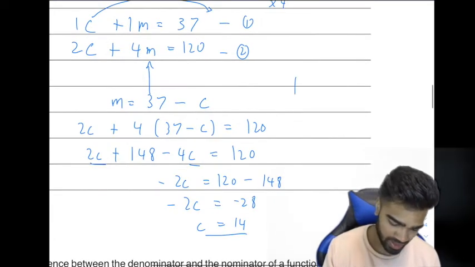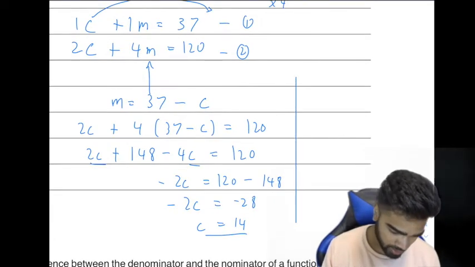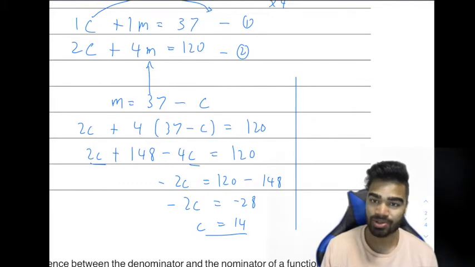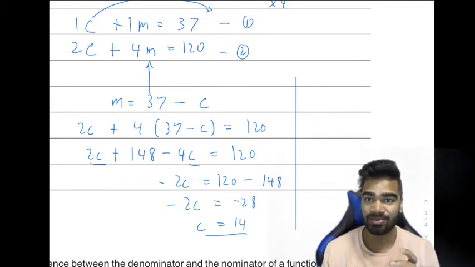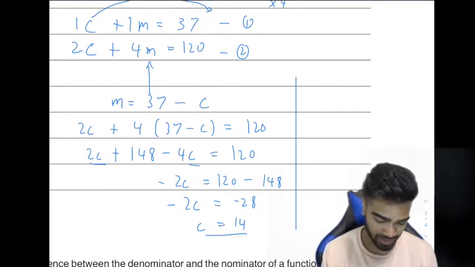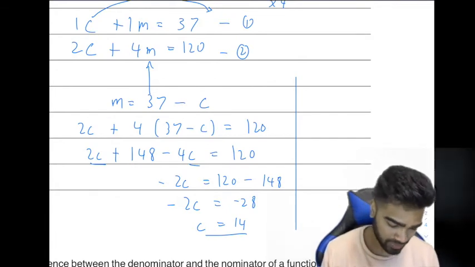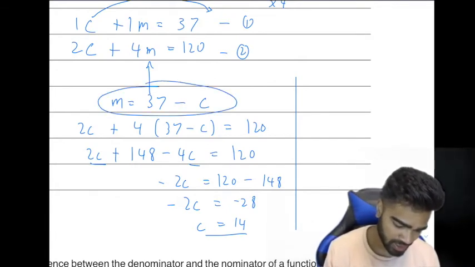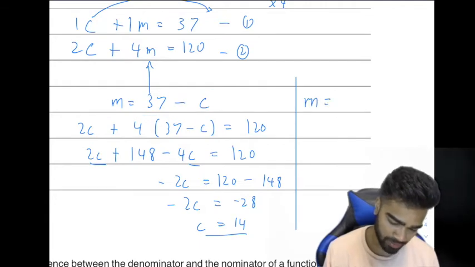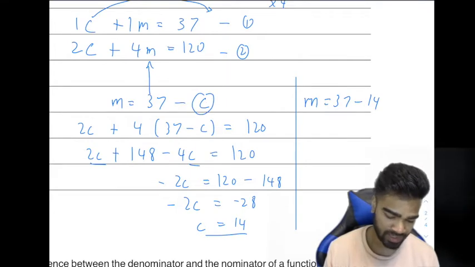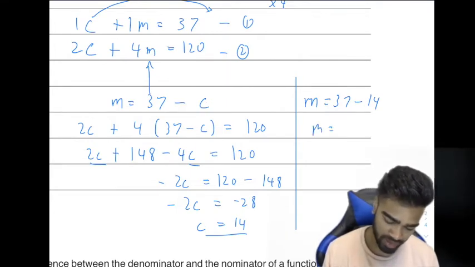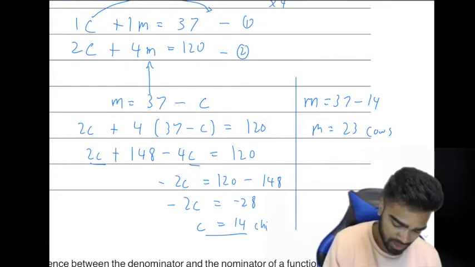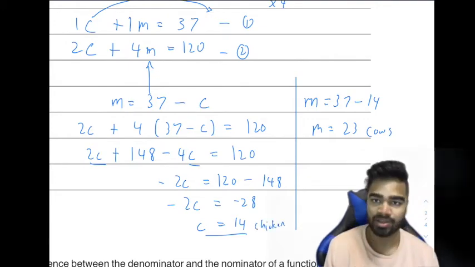Next, we need to find the number of cows. Sorry, 14 chickens, because remember we said c was the number of chickens, so the number of chickens is 14. So you can sub 14 into this equation here to get the number of cows. So m is equal to 37 minus 14. I replace the c with 14, so the number of cows is 23. So 23 cows and 14 chickens. There you go, that's Old MacDonald's farm.